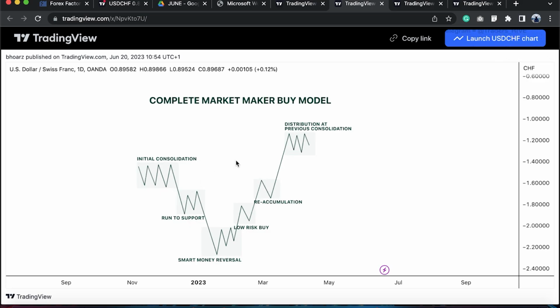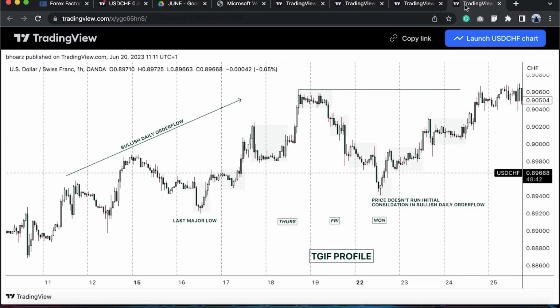But sometimes, remember, the market can also engineer a sell model inside a daily order flow. Now, what you're going to notice here is that the sell model actually occurs as a TGIF. What is a TGIF?